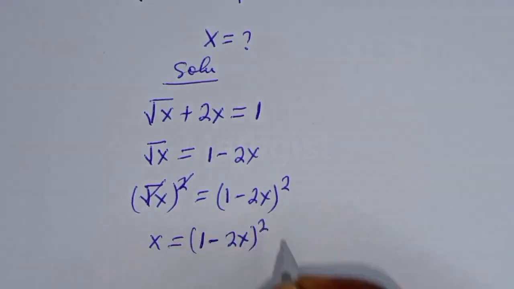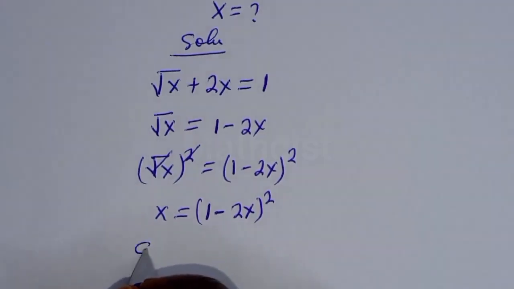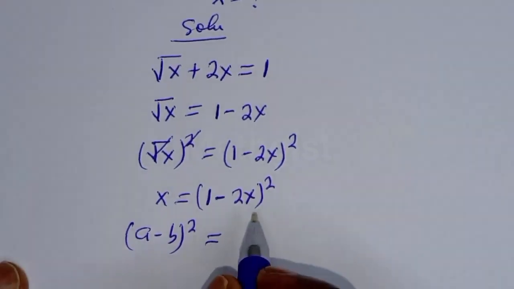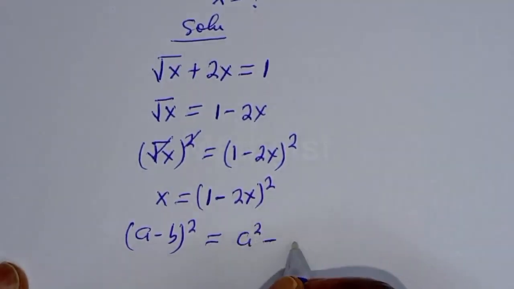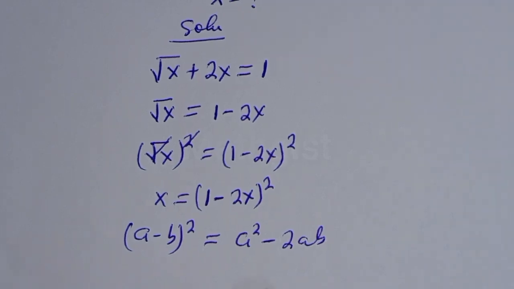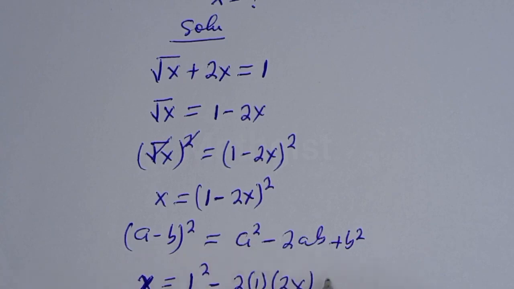2s, squared. Note that if you have a minus b, squared, this is equal to a squared minus 2ab plus b squared. Then s is equal to 1 squared minus 2 multiplied by 1 multiplied by 2s, plus 2s all squared.